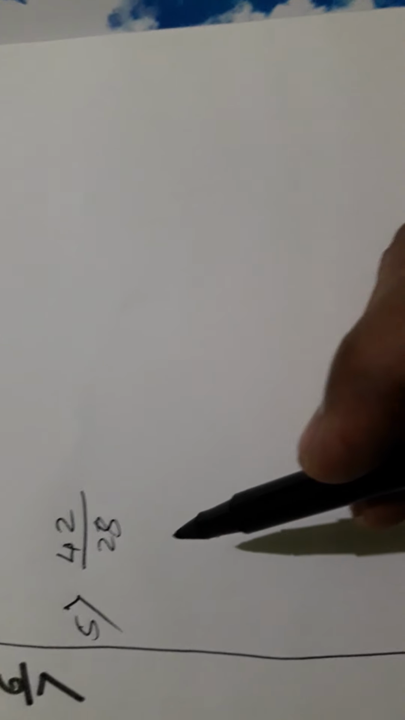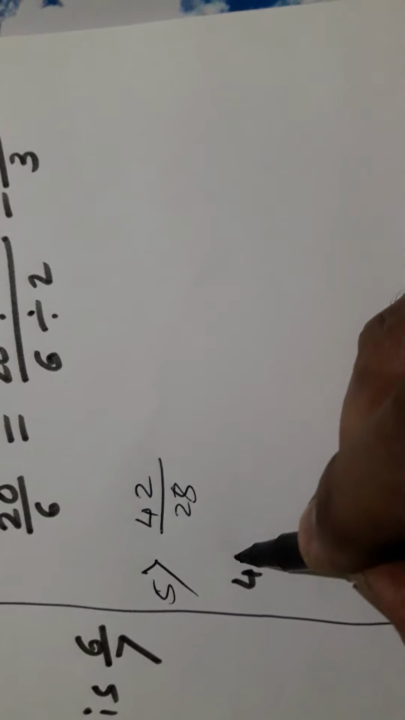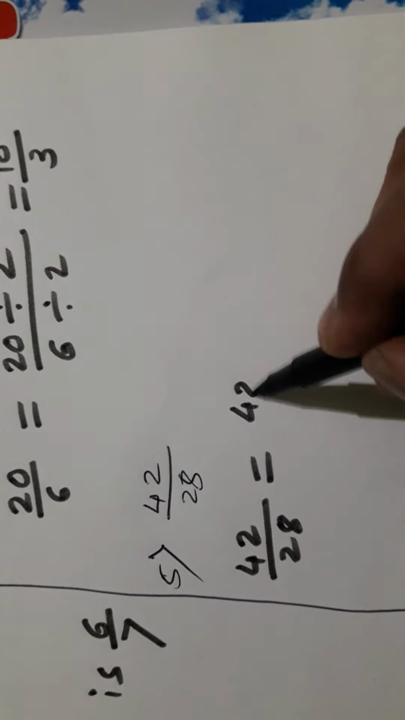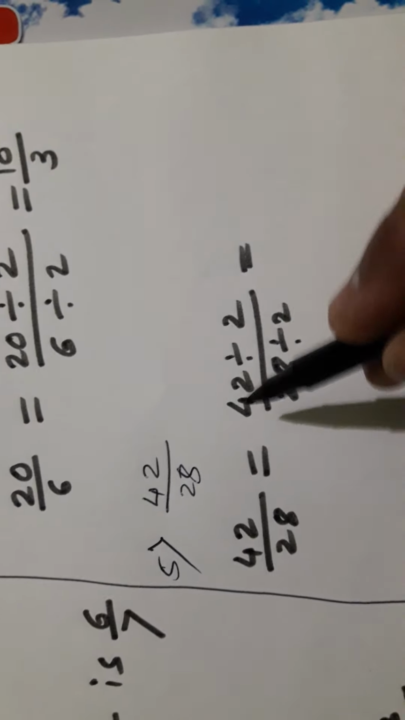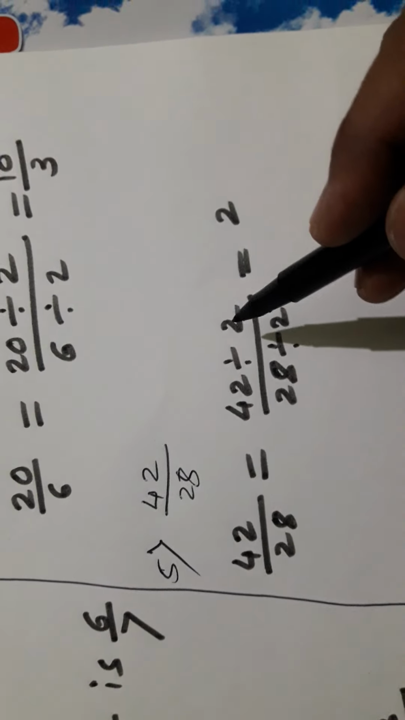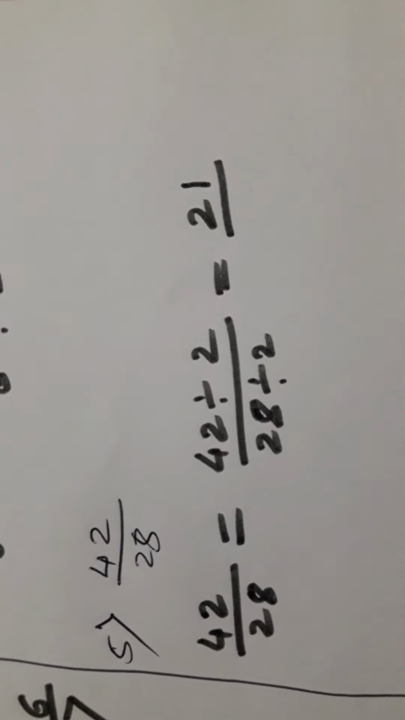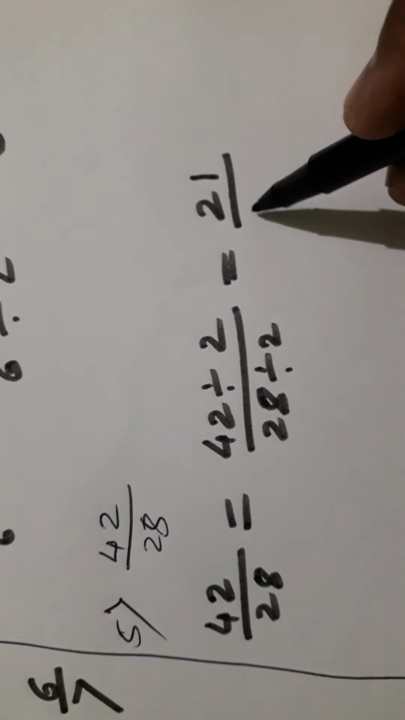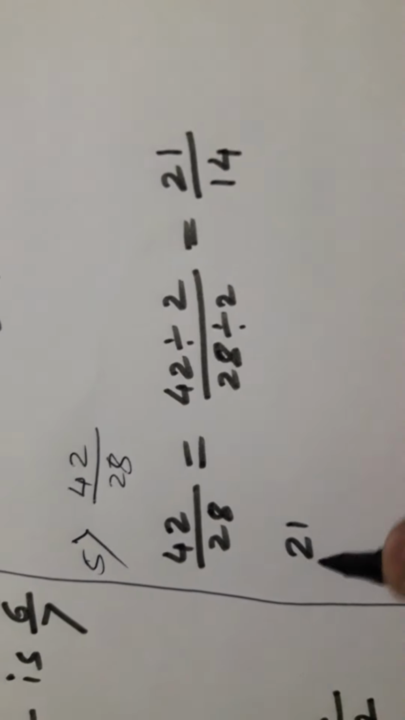Again one example I wrote here, 42 upon 28. Okay, see there, 42 upon 28. Here also we can divide by 2. 42 divided by 2, 28 divided by 2. 2 2s are 4, 2 1s are 2. It's 21. Next, 2 1s are 2, 2 4s are 8. Now see what we got, 21 upon 14.